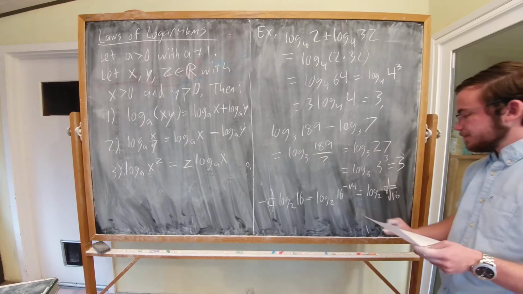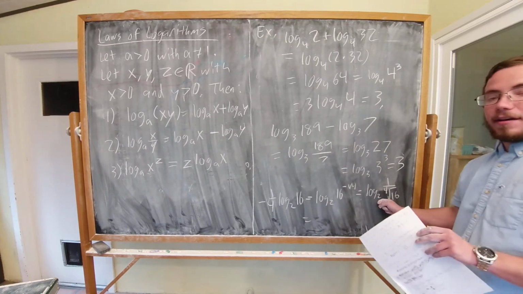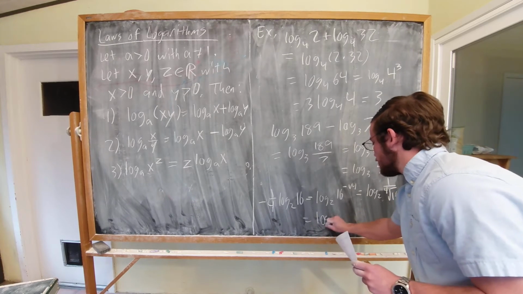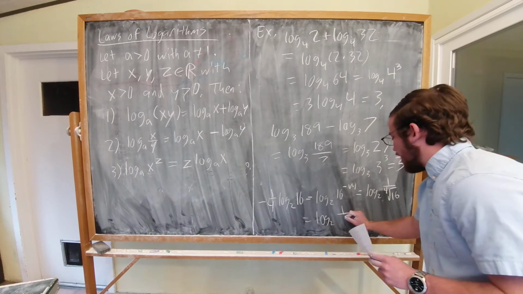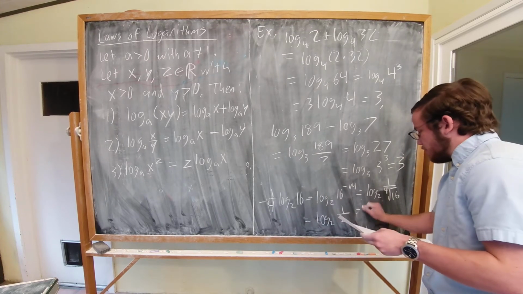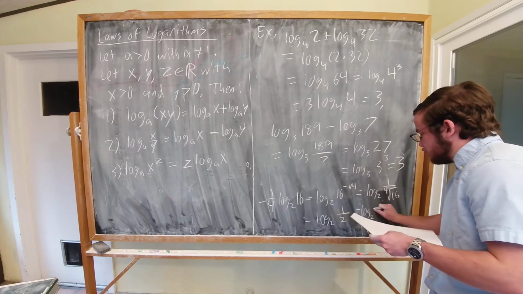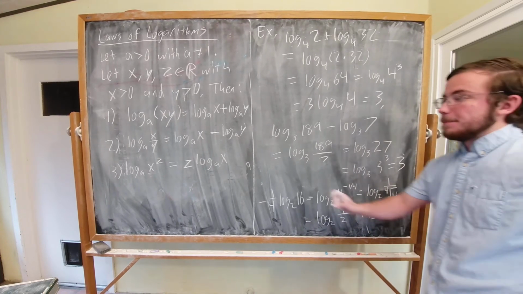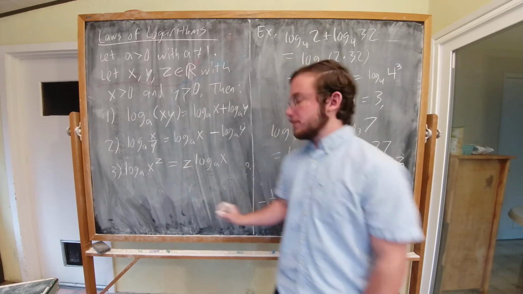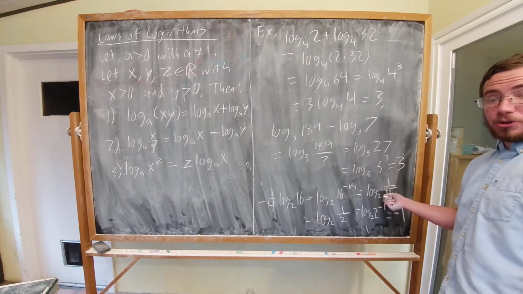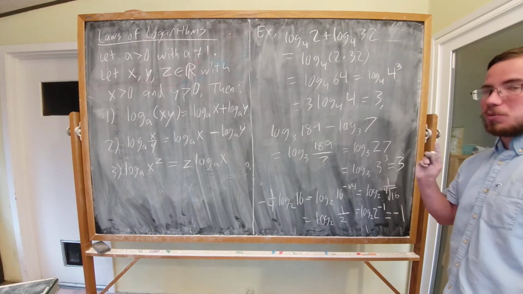of 16. The 4th root of 16 is 2. So this is log base 2 of 1 divided by 2. That's log base 2 of 2 to the negative 1st. So this all ends up being, by this law here, the exponent pulls down in front: negative 1 times log base 2 of 2, but log base 2 of 2 is just 1.